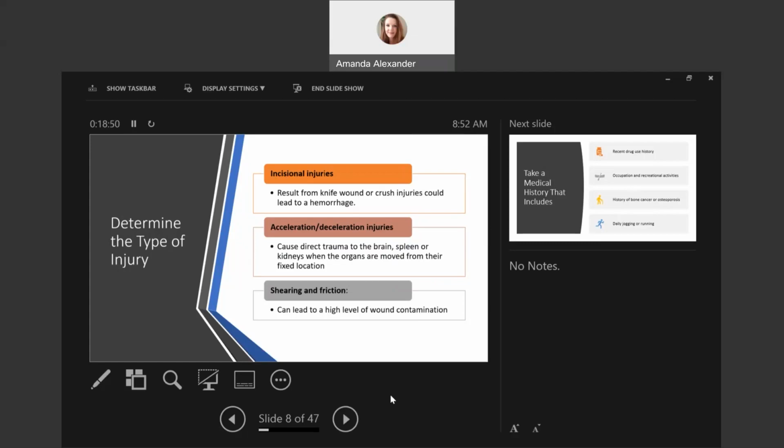Shearing and friction. You're going to see this again, because it is something that happens commonly in healthcare settings because of the way we reposition and position people. It can lead to high levels of wound contamination. So understanding the difference between shearing and friction is really important.